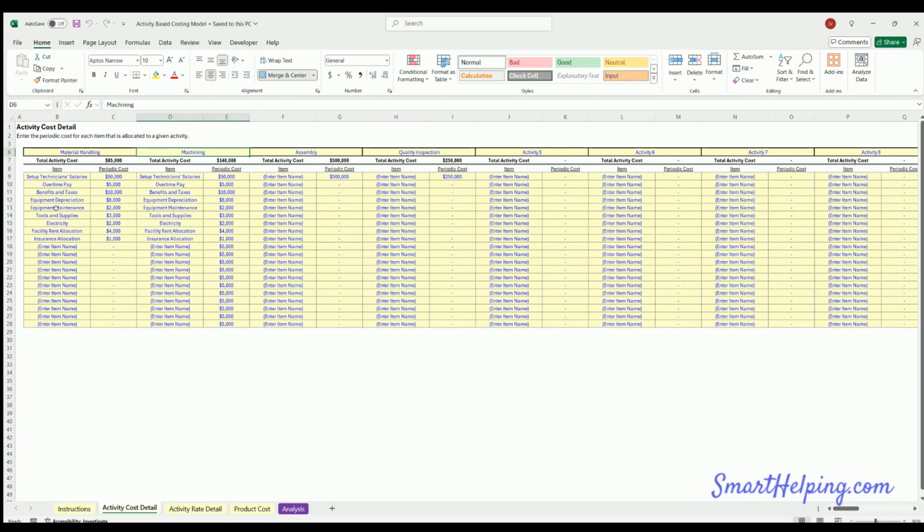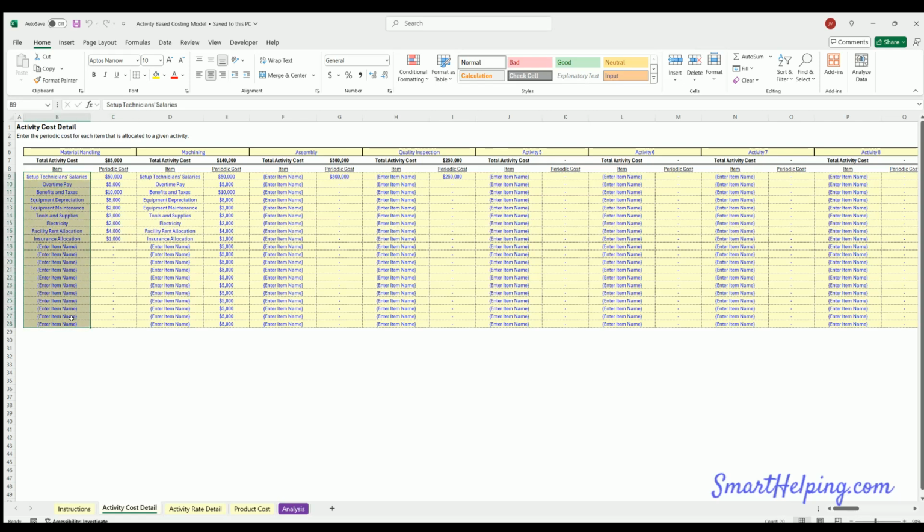Then tools and supplies, electricity. You might have facility rent. For facility rent, let's say it's like $2 million a year, a big facility. You're going to take the portion of the building that you can apply to material handling and try to get down to that level of granularity.